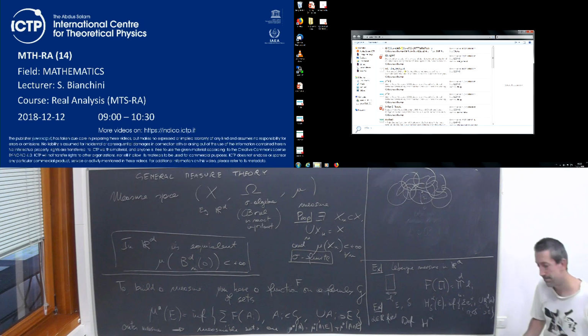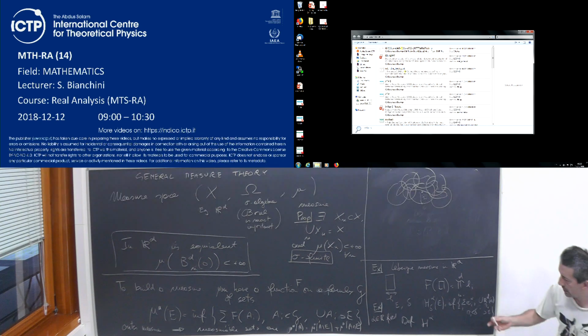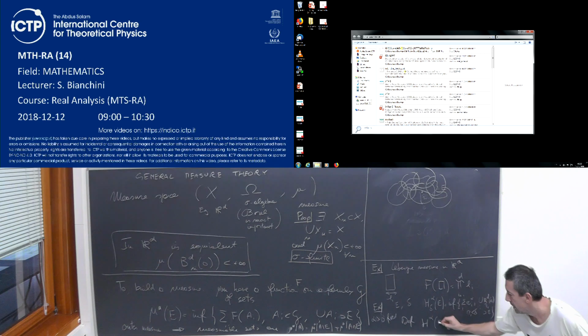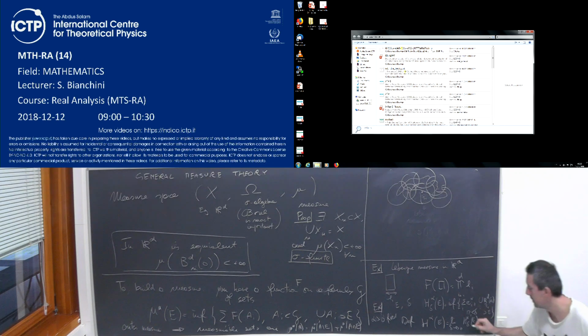Sorry, what is the condition for alpha, positive or not? Yes, alpha is greater than 0. H alpha is the limit, for delta that tends to 0, of these quantities.